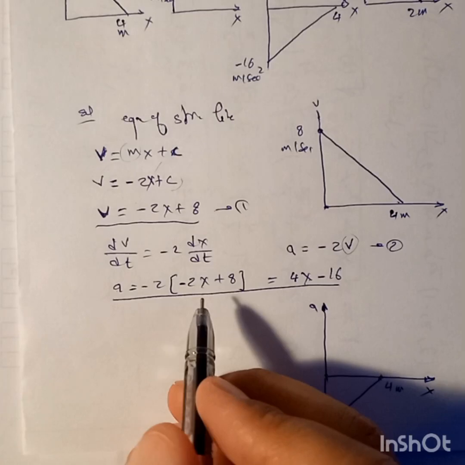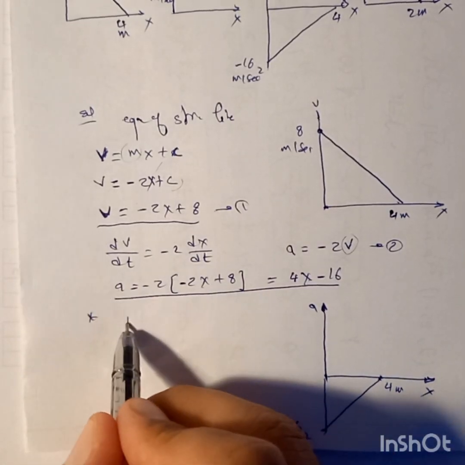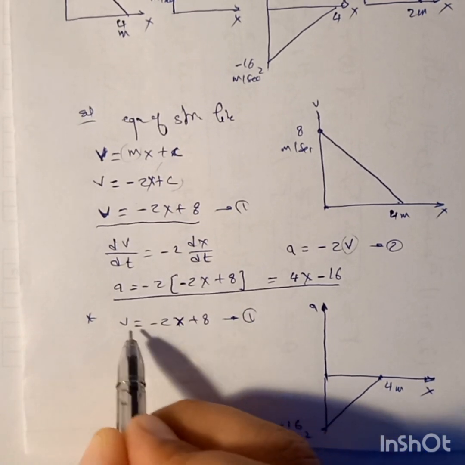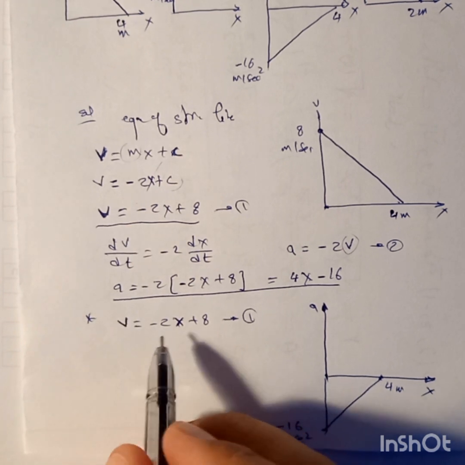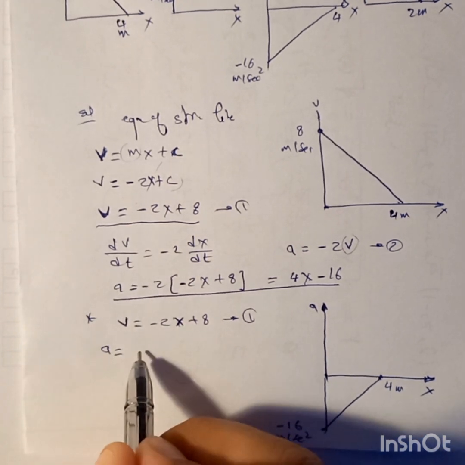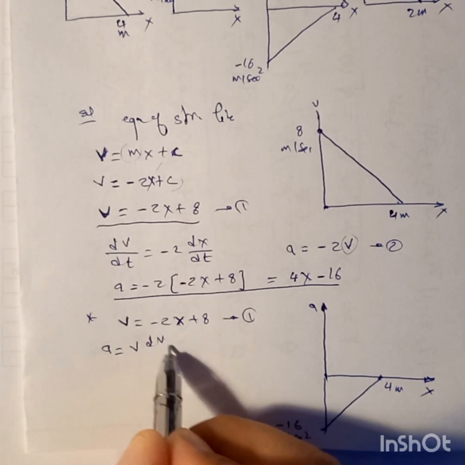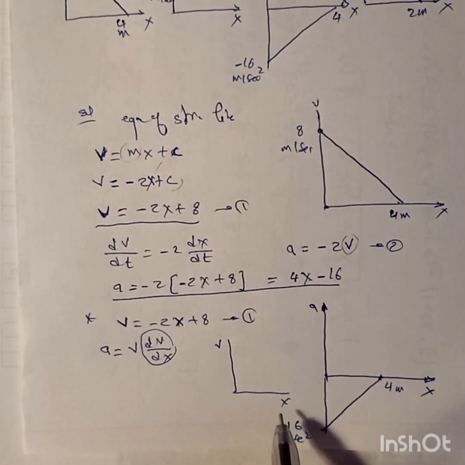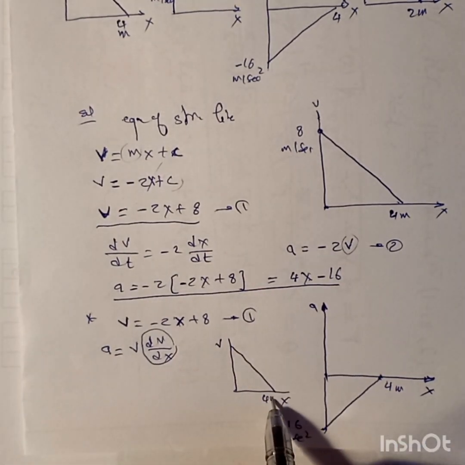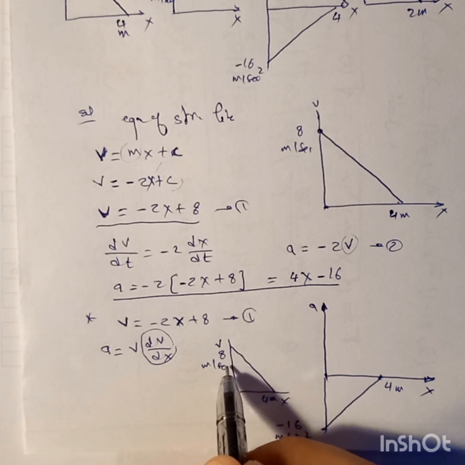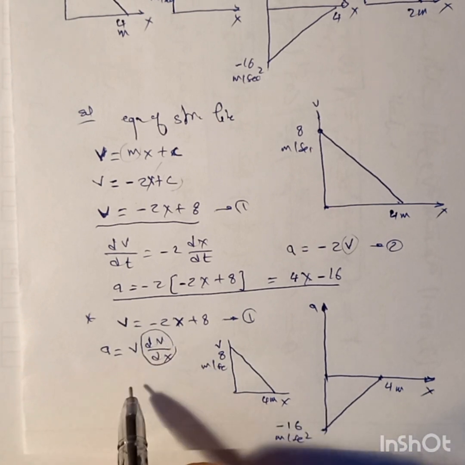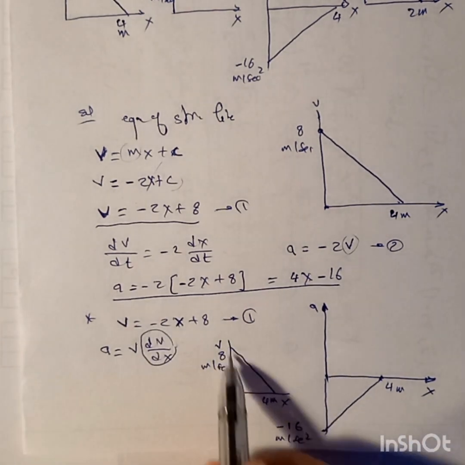We can solve it using another technique. If we have v equals negative 2x plus 8, this is equation number 1. As we have a relation between a, v and x, a equals v dv/dx, where dv/dx is the slope. We have this given curve relating v and x, with 4 meters and 8 meters per second. Acceleration equals velocity times dv/dx, and dv/dx is the slope of this curve.